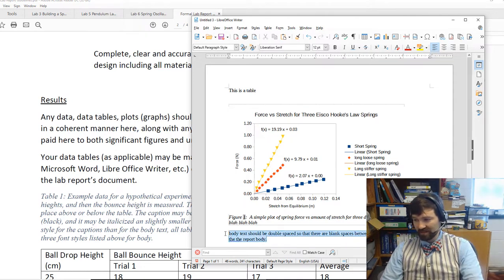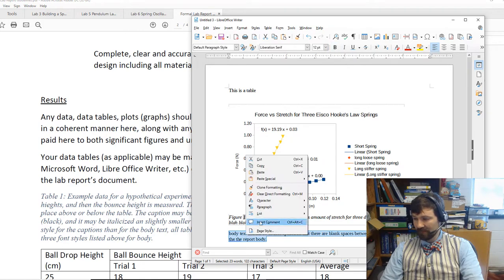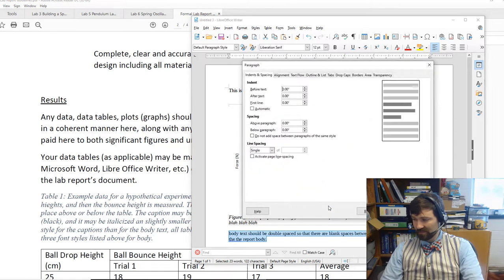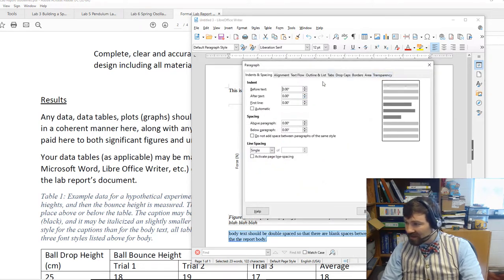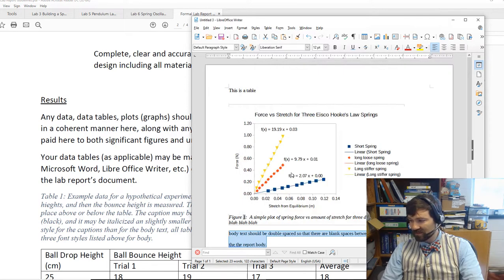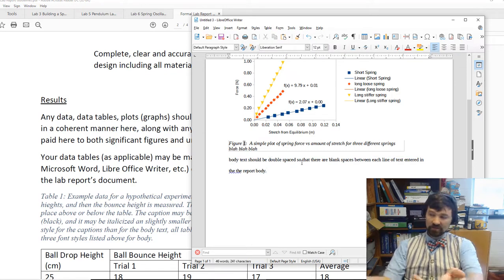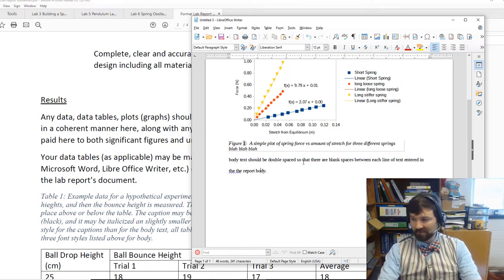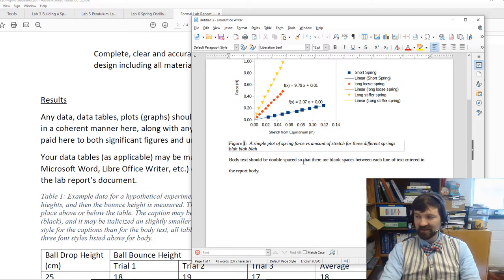Okay, so right now it's single spaced. Change this so that it is double spaced. So let's go to paragraph style here and go to double spaced like this. Okay, and so you should end up with something like this. Proofread it, make sure that you've got correct spelling, grammar, syntax, that kind of thing.